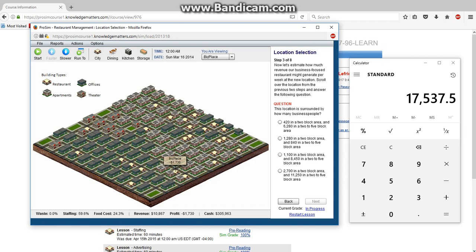This question, this location is surrounded by how many business people? So we're talking about this one. We have 1,280 within 2 blocks and 840 between 2 and 5 blocks. So the answer is over here.